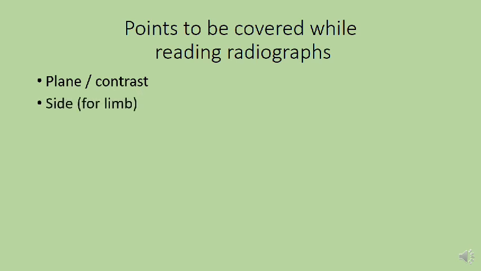The second point you should mention for a limb especially is the side, which side it belongs to. You can comment on it very strongly and confidently by looking at the lead letter R or L, which is mentioned by the side. Third, you should mention the region or area of interest, what is actually focused. You should not forget to mention the view, whether it is AP view, lateral view, or oblique view.